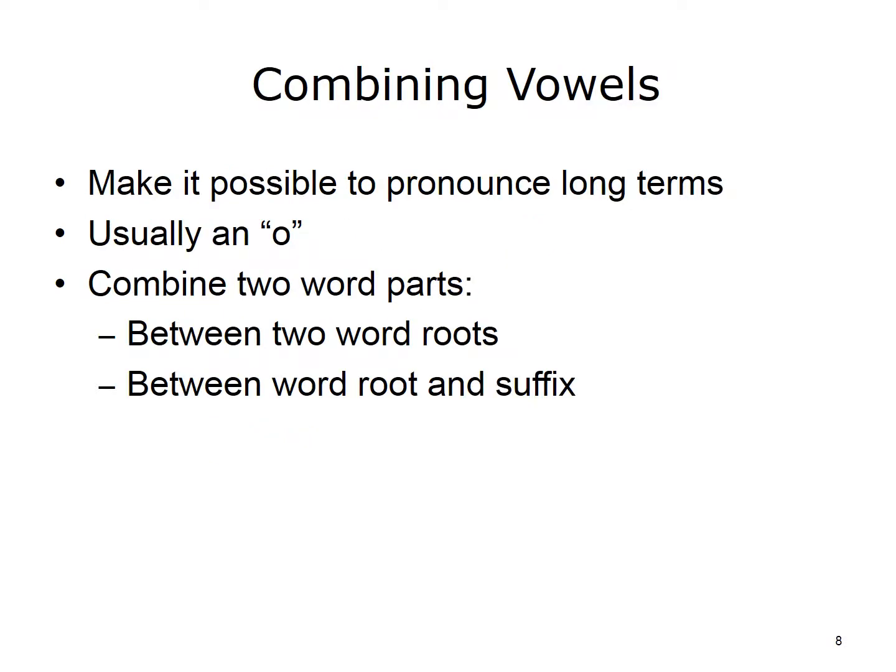Combining vowels make it possible to pronounce long terms. Combining vowels combine two word parts, such as between two word roots or between a word root and a suffix. The vowel that is usually used is an O.